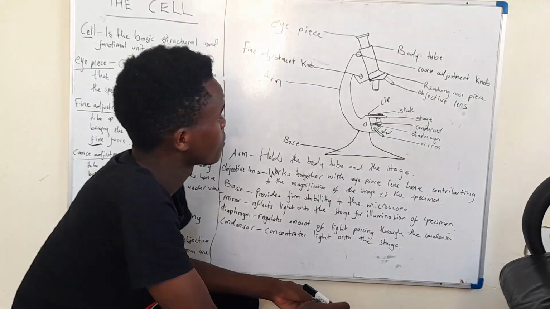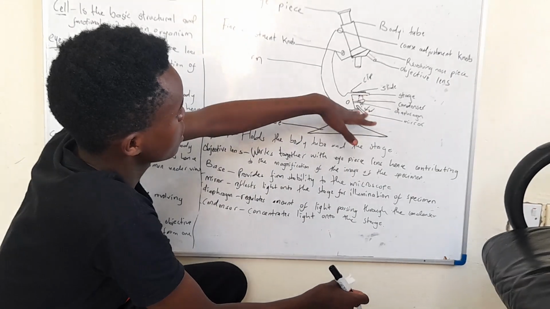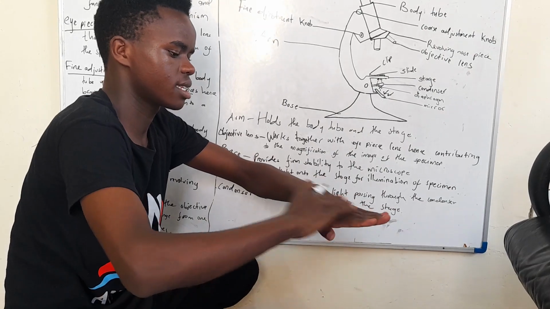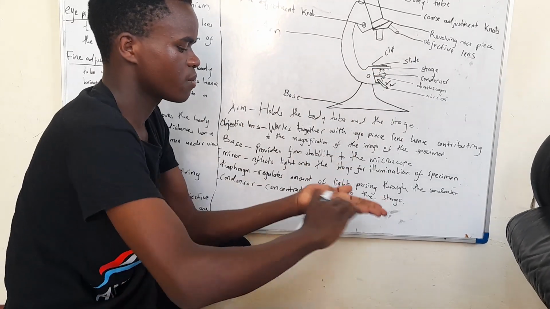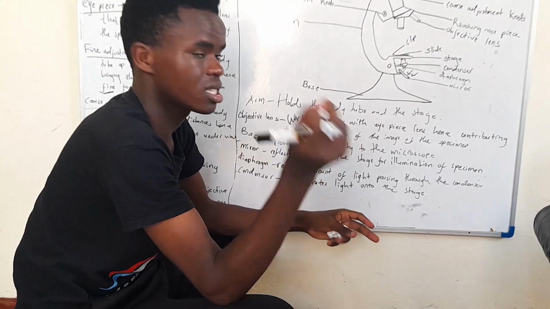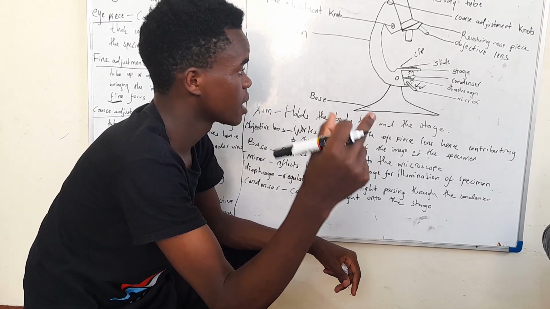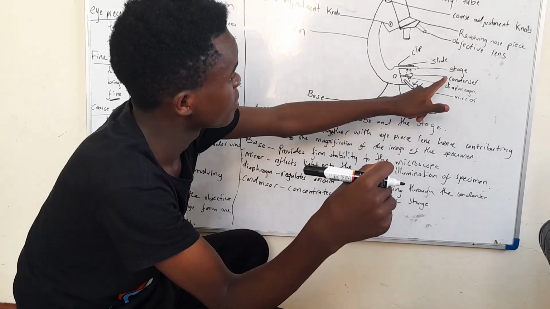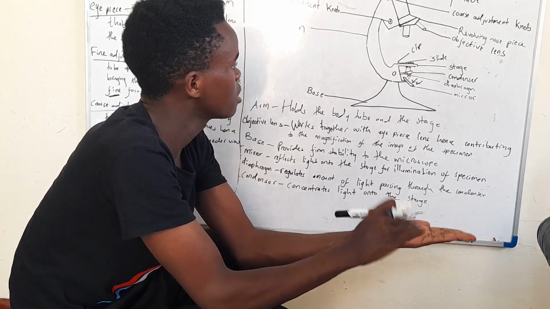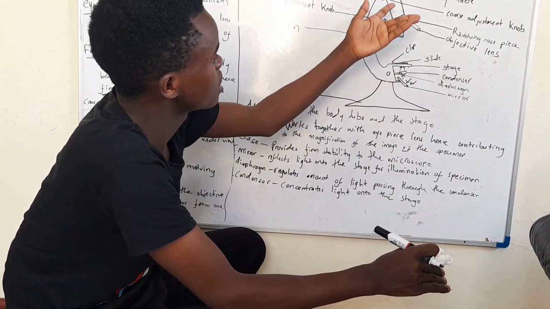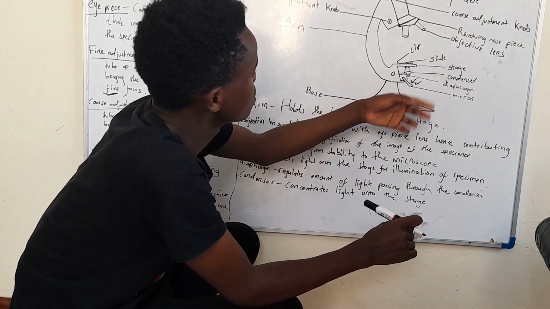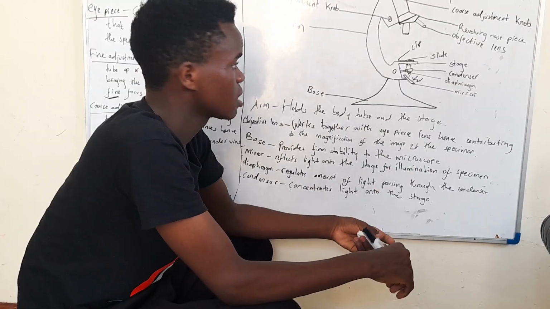Now we move on to the stage here. What's the work of a stage? The stage is usually flat. It's a flat platform onto which the slide is placed. The slide contains the specimen that is being studied. You take the slide and put it on top there, so that you can use the objective and the eyepiece lens to magnify it. So the function of the stage is that it's a flat platform that holds the slide.